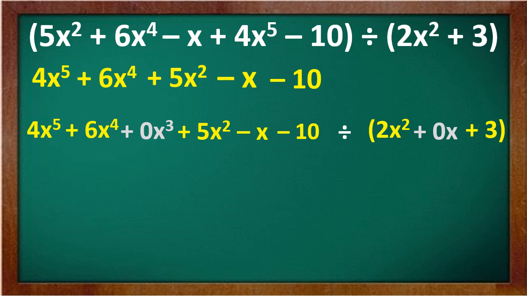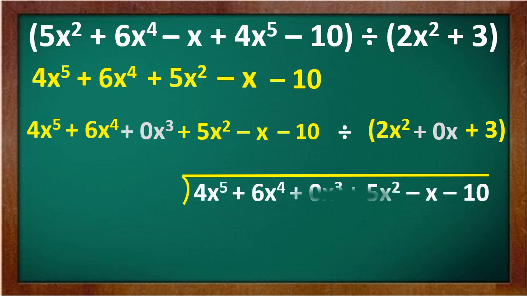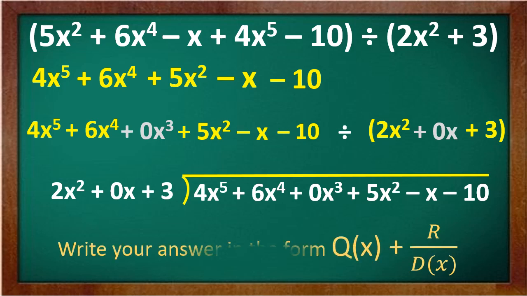Long division. Okay? We will, of course, put our given polynomials inside the division symbol. The dividend goes inside and the divisor goes outside. After dividing, you need to write your answer in the form of q of x plus r all over d of x. Q of x is the quotient, r is the remainder, and d of x is the divisor.